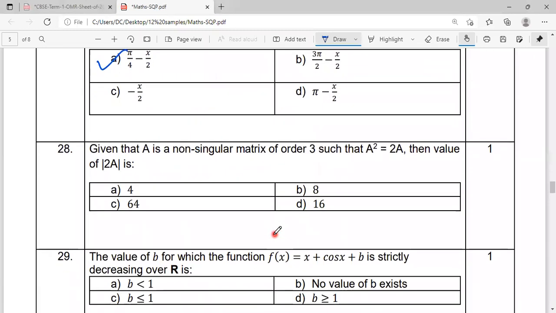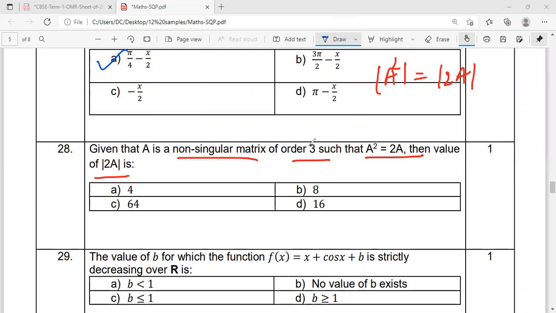Now see, this question will take relatively less time. So if we have a non-singular matrix A of order 3 and A square is equal to A, then the value of the determinant of 2A. So if A square equals A, you can say the determinant of A square is equal to the determinant of A. Now the determinant of A square is determinant A whole square.